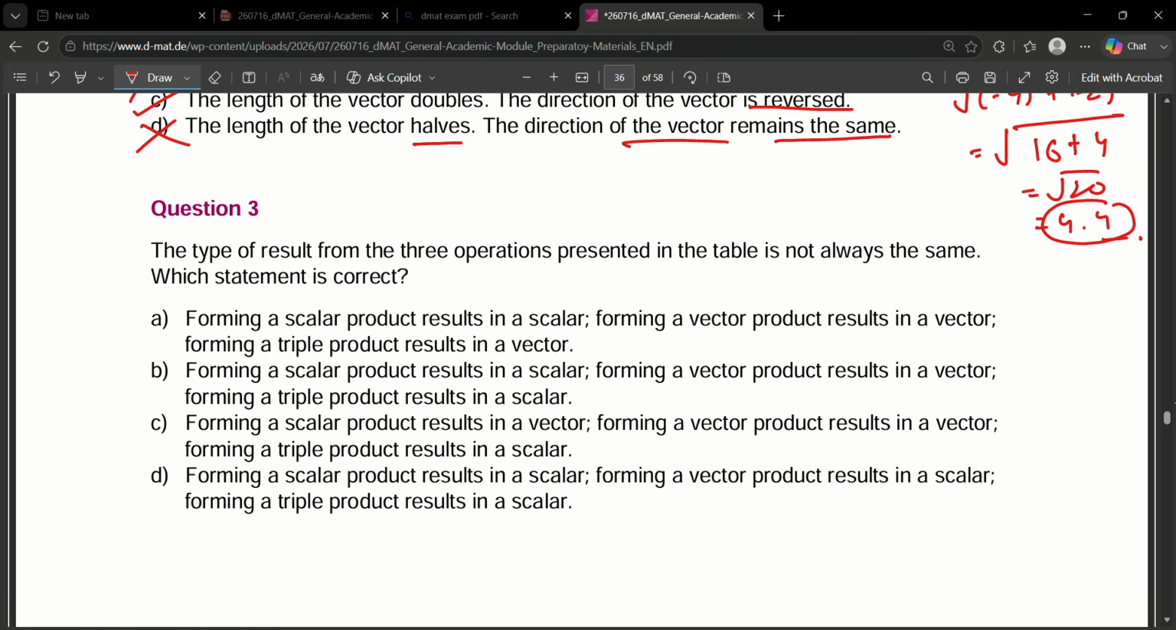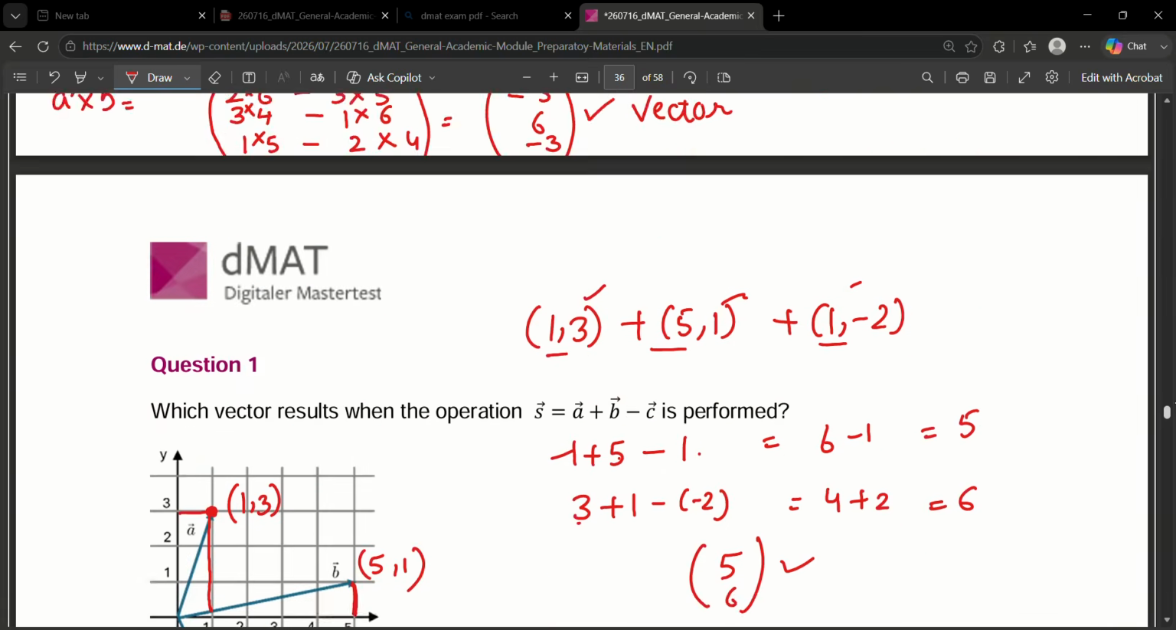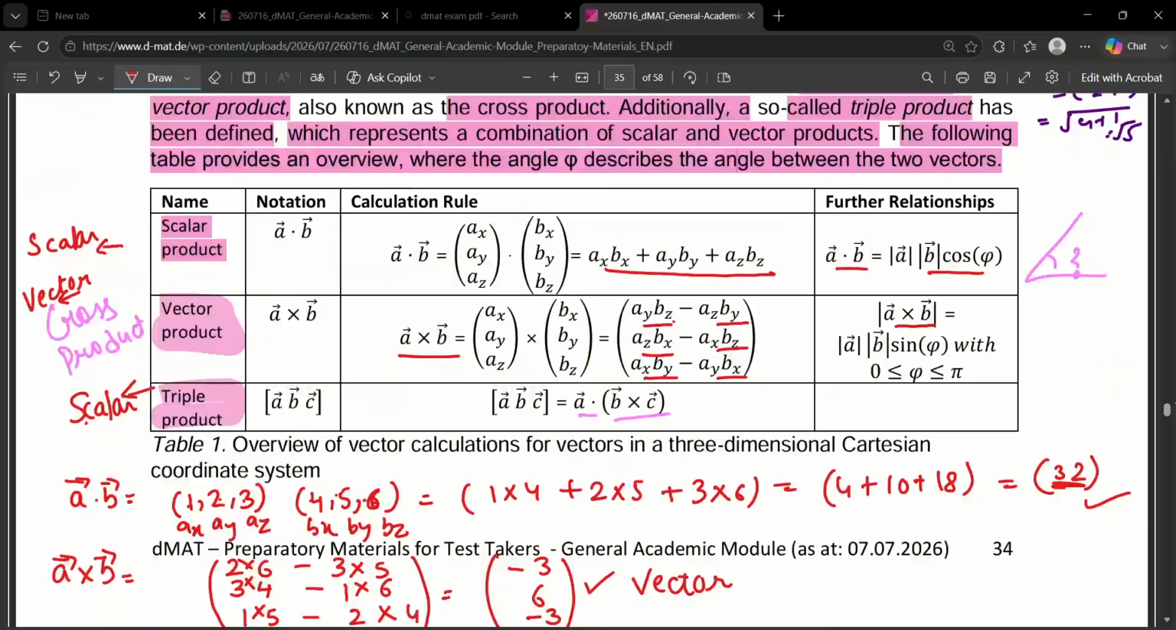The type of the result from the 3 operations presented in the table is not always the same. Which statement is correct? I had already told you one thing very clearly, again and again. They are going to give you a table, figure, helping material as well. Here the table shows 3 types of products. What are the results of those products? Scalar product will result in a scalar, a number. Vector or cross product will result in a vector.